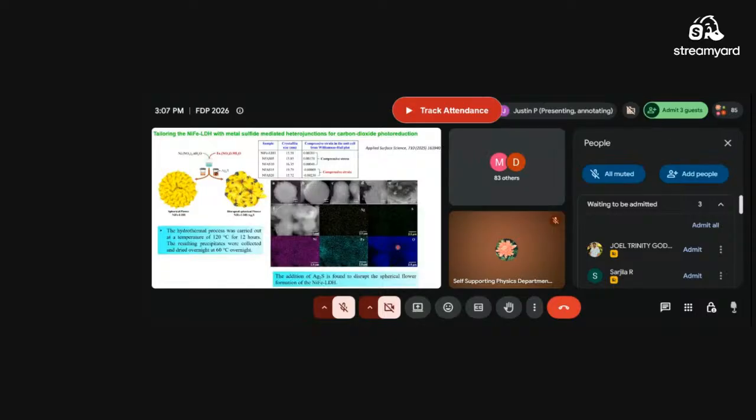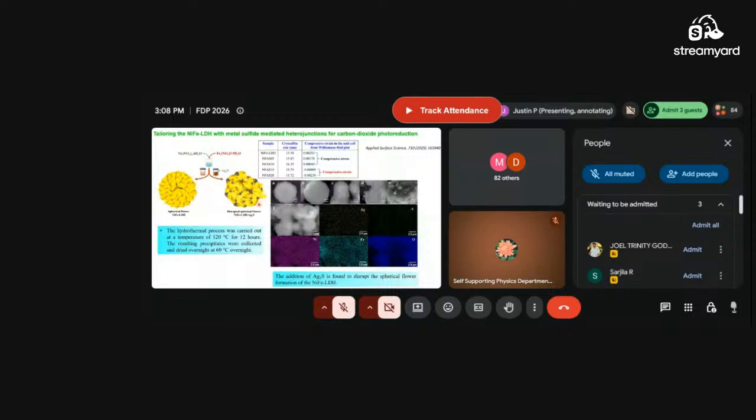For that, we take nickel iron LDH. The layered double hydroxide is well known for high CO2 adsorption and high ionic conductivity, so because of that, we take this material. But the unfortunate thing is that the nickel iron LDH charge separation, or electron hole pair lifetime, is very, very low. So I want to add one more material to nickel iron LDH, which has a good band gap for absorbing photons and also exhibits a very high electron hole pair lifetime. In that way, we chose silver sulfide. We decorate the silver sulfide on the edges of the nickel iron hydroxide.